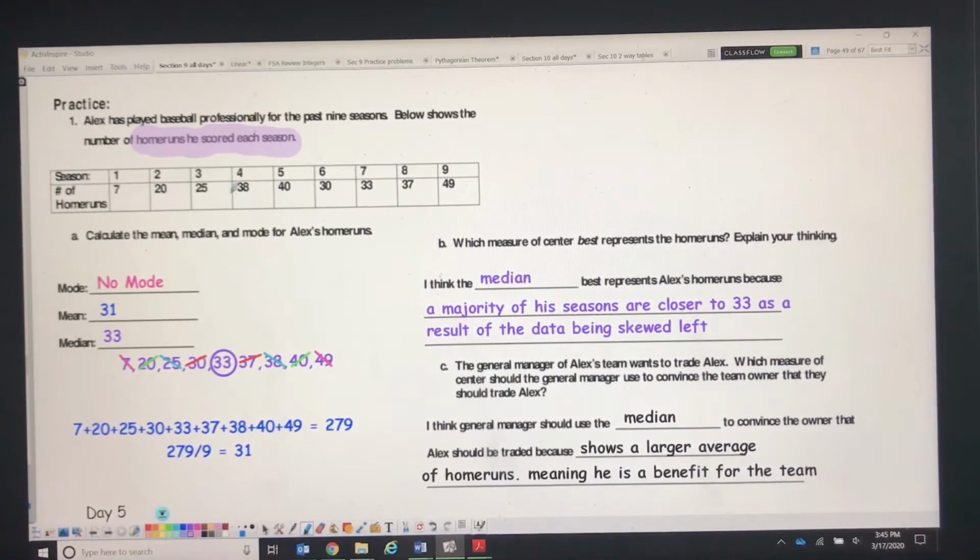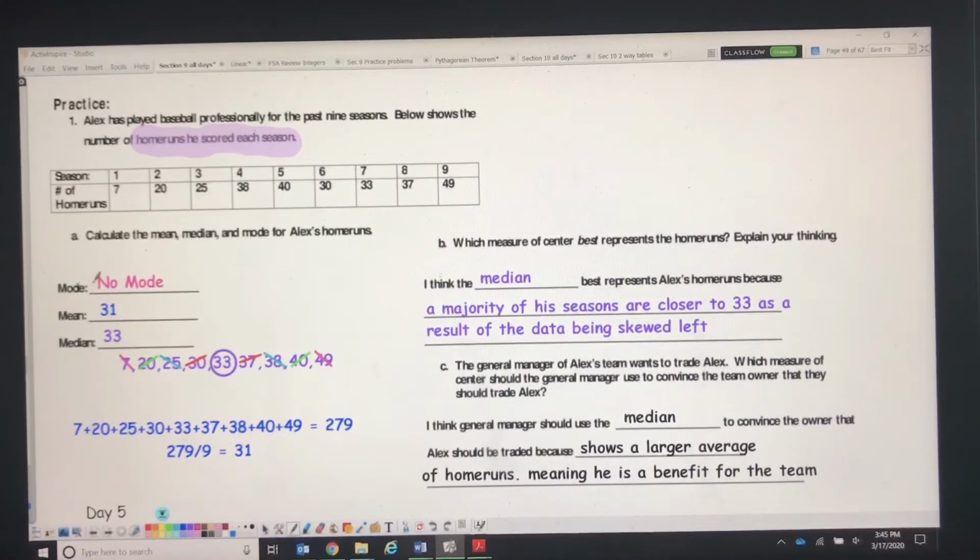If we look at all our data points, nothing repeats. Therefore, our mode is no mode. You cannot write 0 because 0 could be a mode. When nothing repeats, we write no mode.